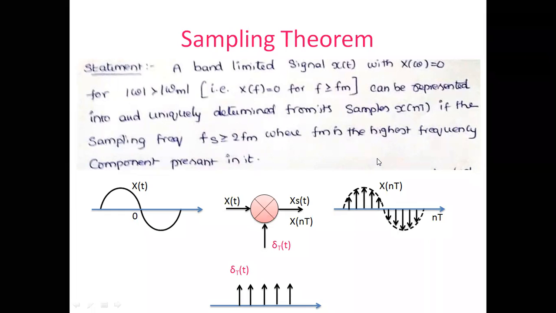That means, indirectly, you need to select the sampling frequency that must be greater than or equal to 2 fm to reconstruct the original data from the sampled signal. Now, figure A. Now see here.